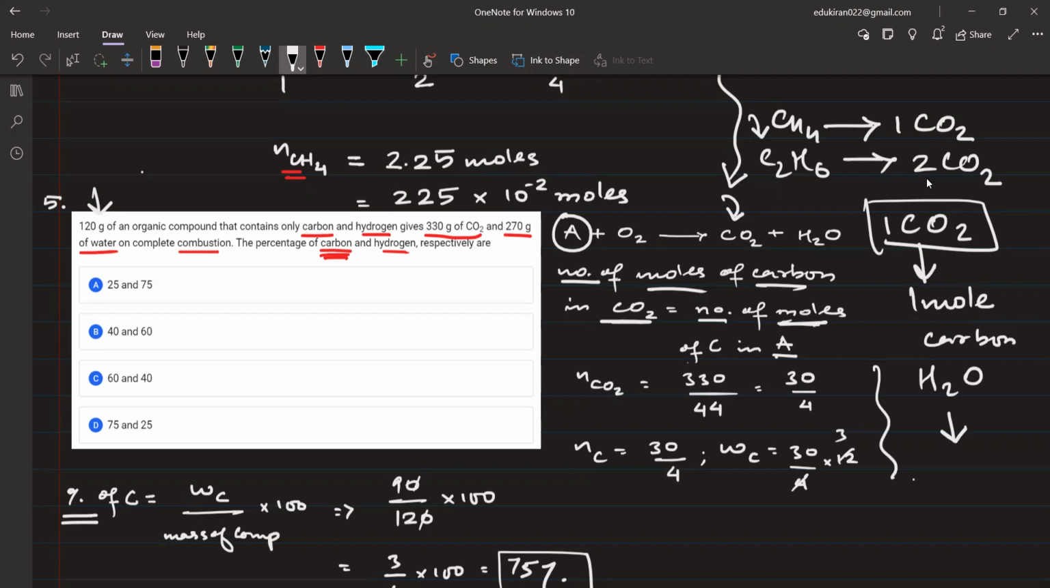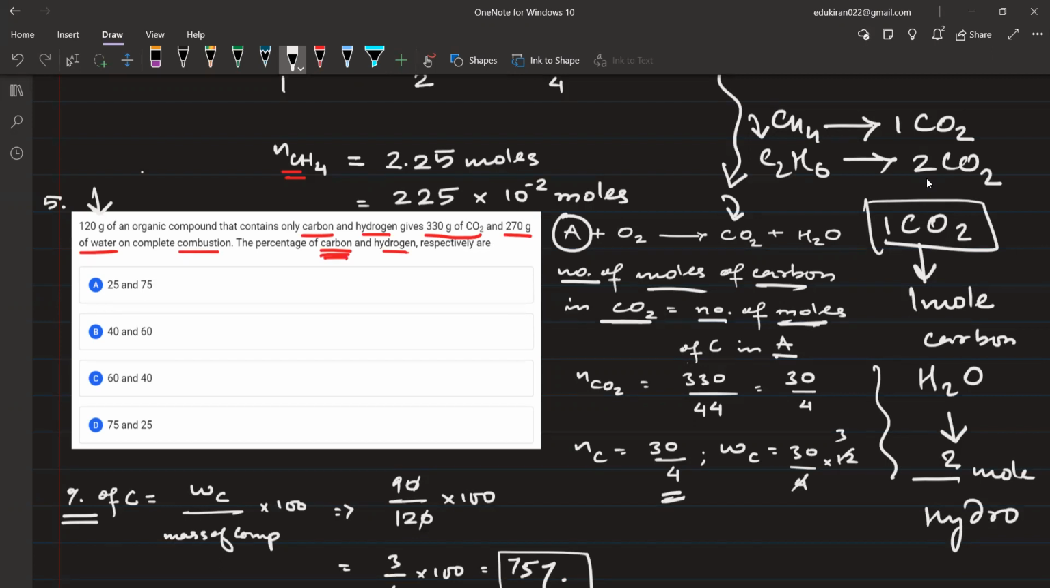Similarly, अगर आप water के लिए calculate करते हैं, if I have 1 mole of H2O, it has dash hydrogen. Tell me, कितने hydrogen है इसमें? How many moles of hydrogen? 2. हाँ, ठीक है. Now I calculate the number of moles of CO2, that is equal to 330 by 44, which is equal to 30 upon 4. So number of moles of carbon will be also equal to what? 30 upon 4.